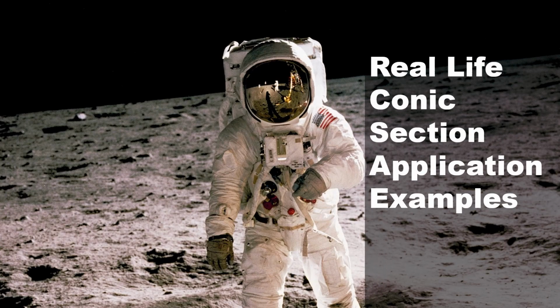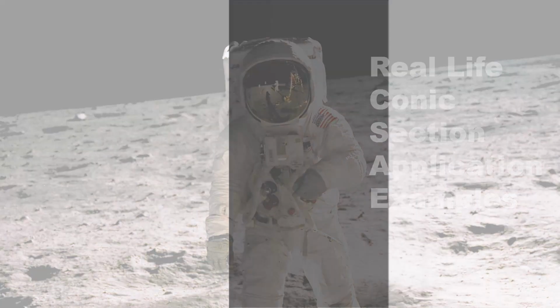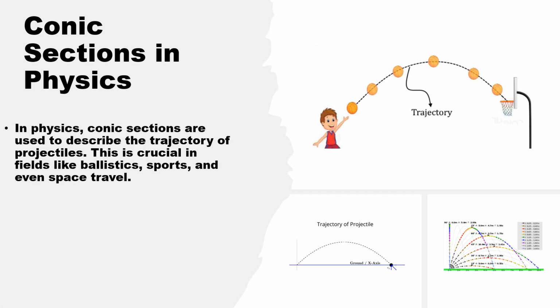Second part, we will present the real-life conic section application examples. There are many real-life applications of conic sections. Now I will explain one of them, which is physics. In physics, conic sections are used to describe the trajectory of projectiles, and this is crucial in fields like ballistics, sports, and even space travel.